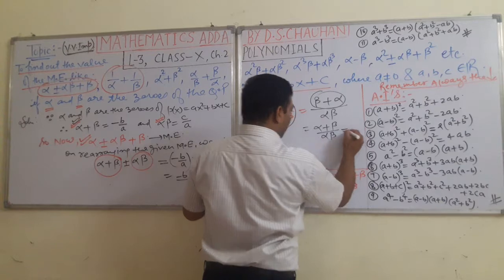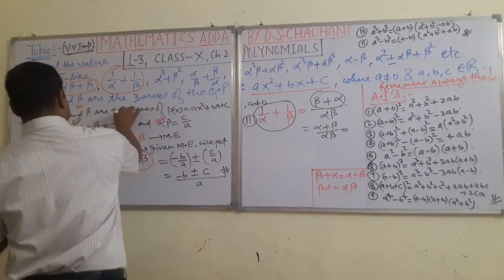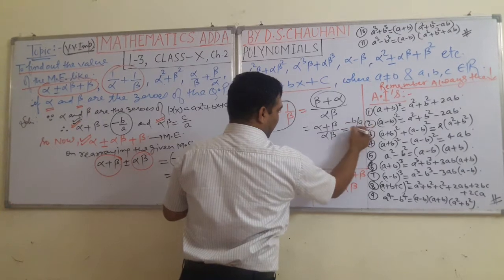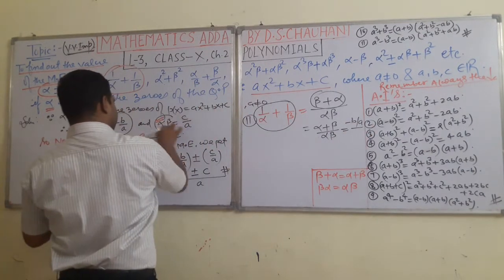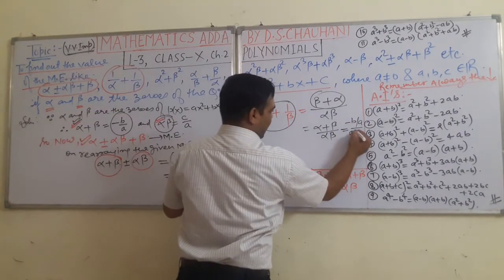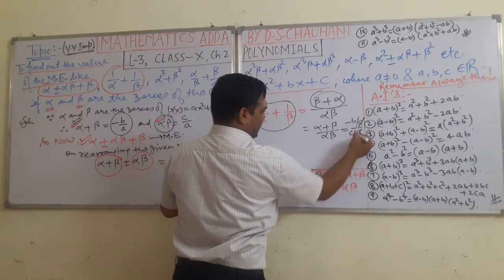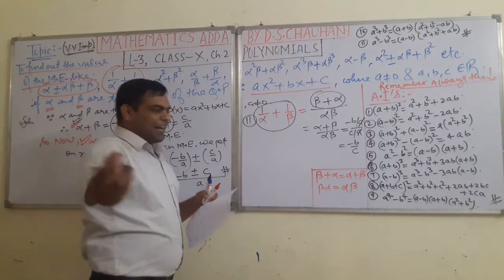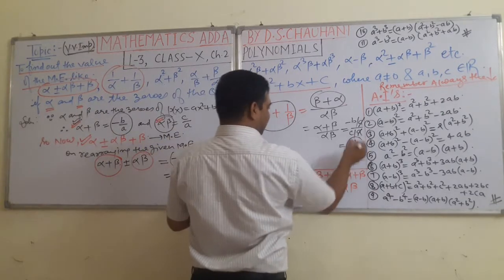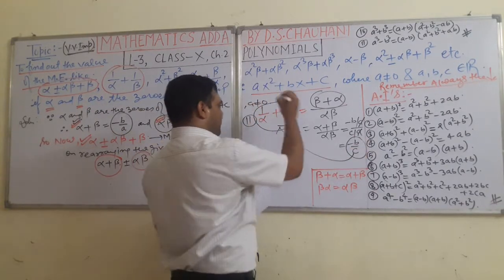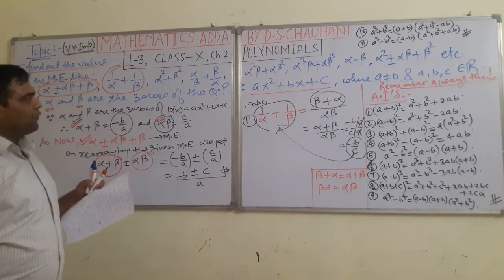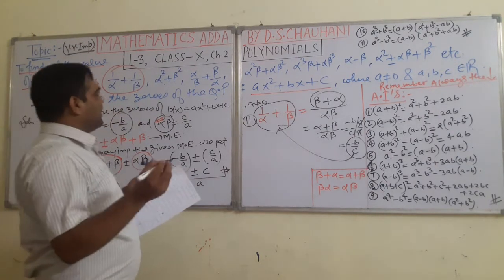Now we have the value alpha plus beta. What is here, student? It is minus b upon a. We have to put simply, and here alpha beta, it is simply c upon a. Now a to a get cancelled. We have minus b upon c. So minus b upon c, this is the value of this expression 1 upon alpha plus 1 upon beta. I hope all of you are perfectly satisfied now.